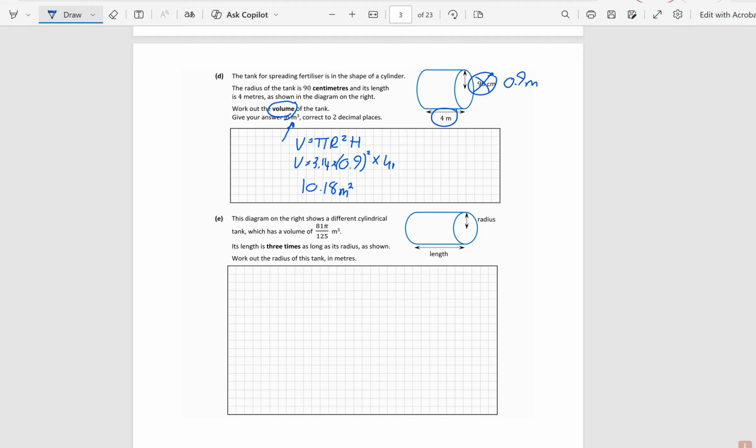Alright, this one, you struggled on this one actually. Most people struggle at it. So let's take a bit of time out. The diagram on the right shows a cylinder. The tank has a volume of this.